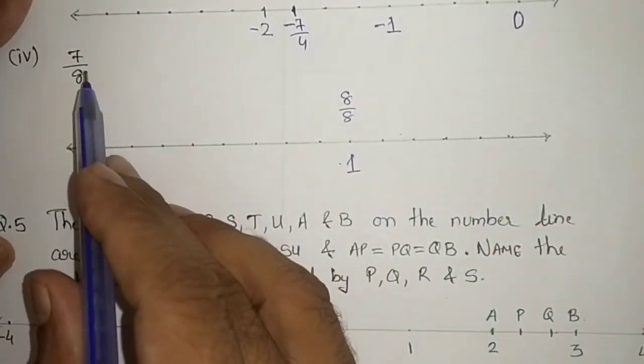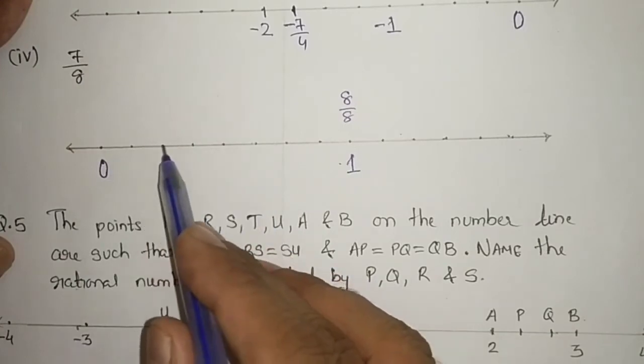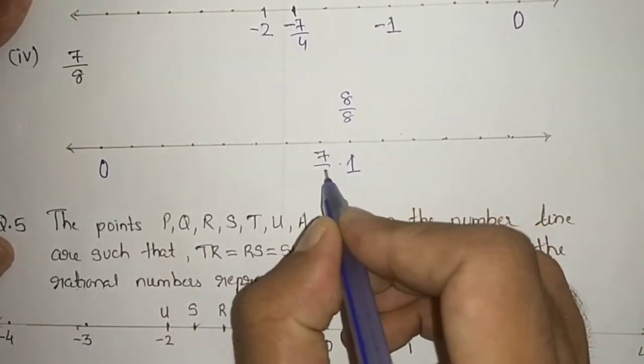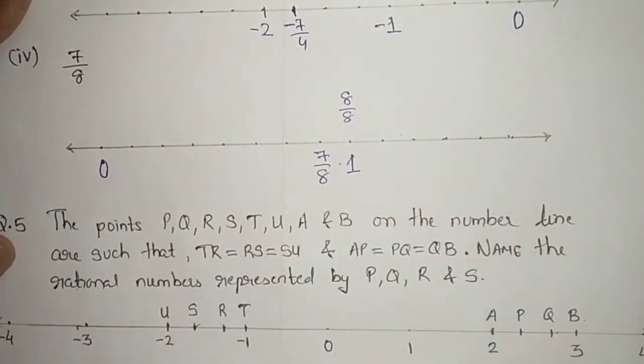Now where will be my 7 part? 1, 2, 3, 4, 5, 6, 7. So this is my 7 by 8. Very easy, right? Hope you have understood.